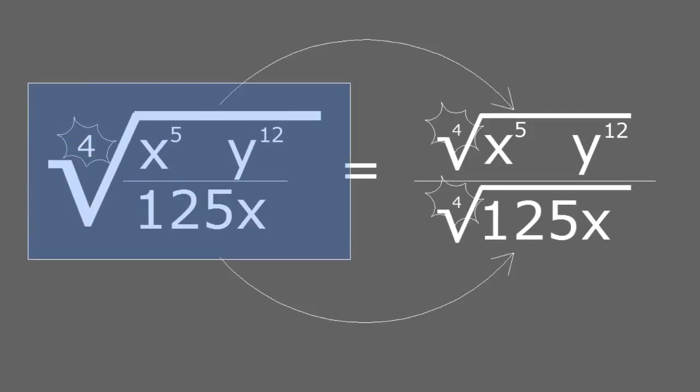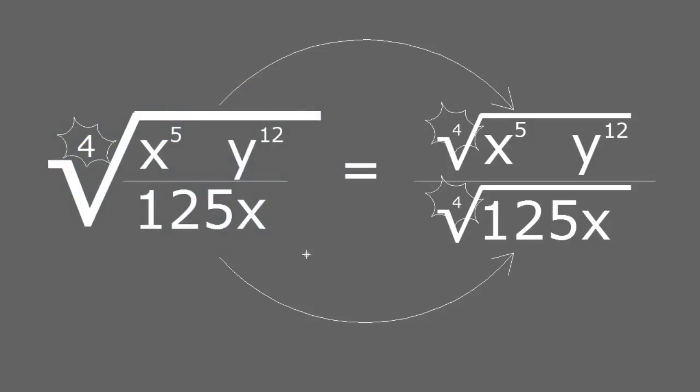So I start with this expression. The first step that I'm going to take is to apply the fourth root to the numerator and the denominator. If I have a fraction inside of the radical sign, that is, if the radicand is a fraction, I can take that and change it into the fourth root of the numerator divided by the fourth root of the denominator.